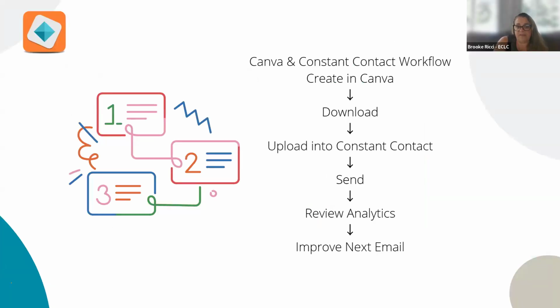So just something like how we can bring it back to the workflow that we create in Canva. We can create something in Canva, download it, upload it right into Constant Contact, and then send it that way. So we can create a flyer to be sent in Constant Contact. All right, let me share my screen and I'll go into Constant Contact and show you a few things like that.